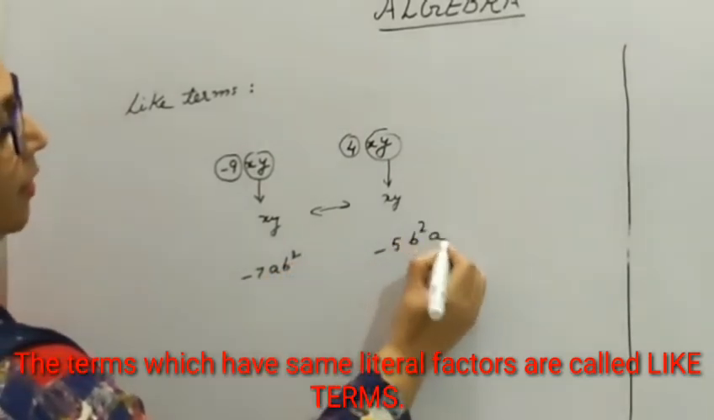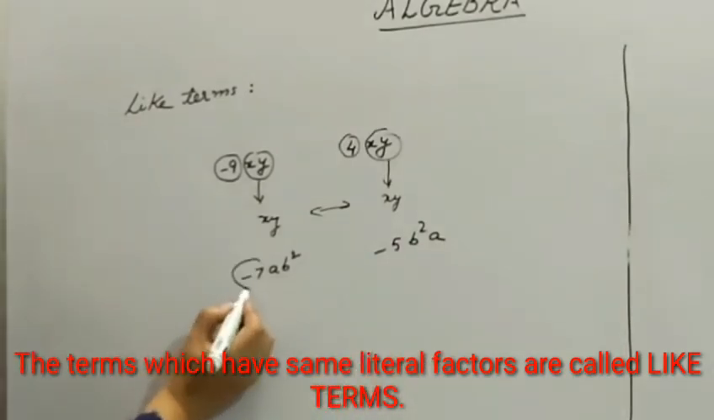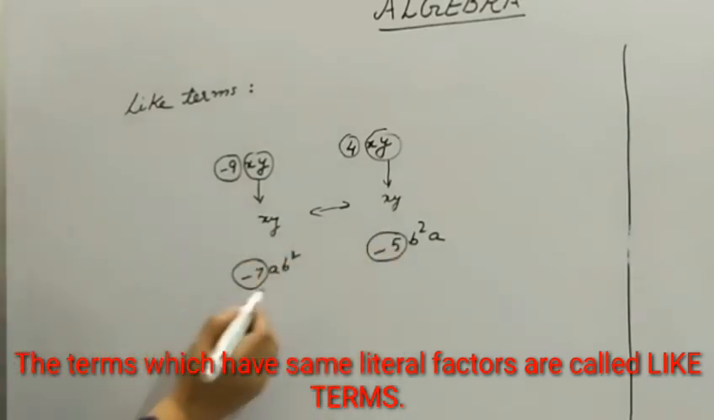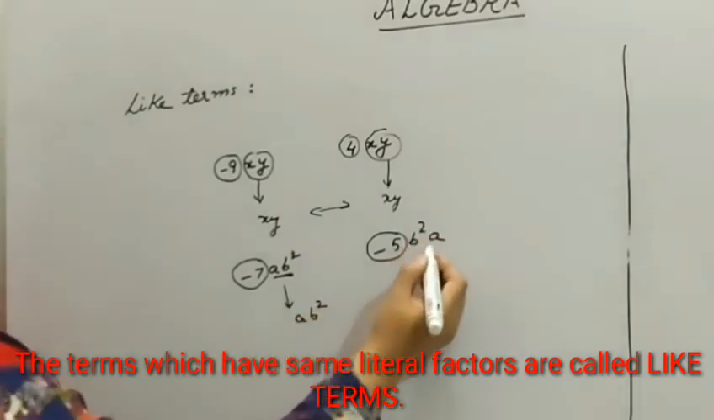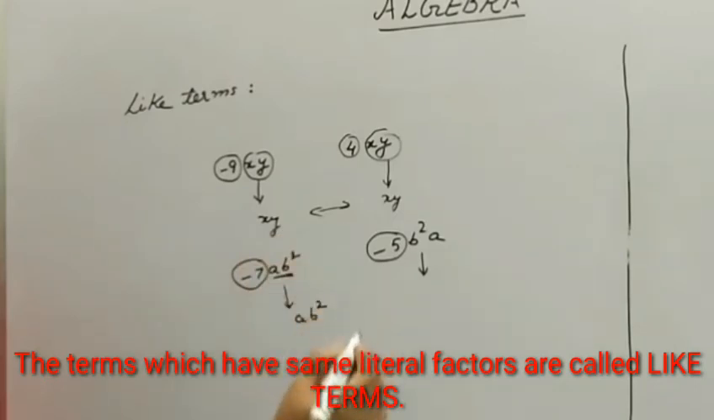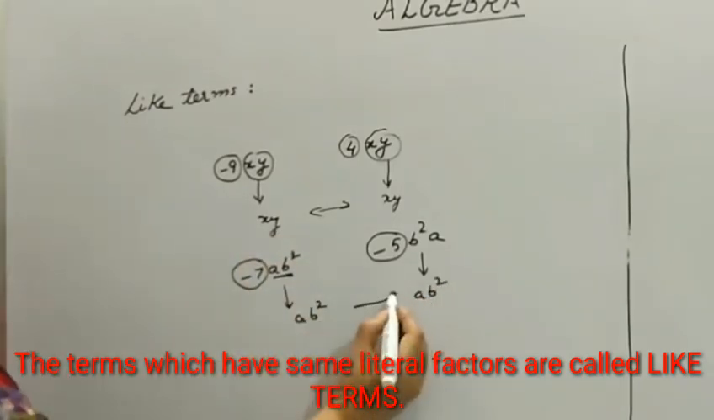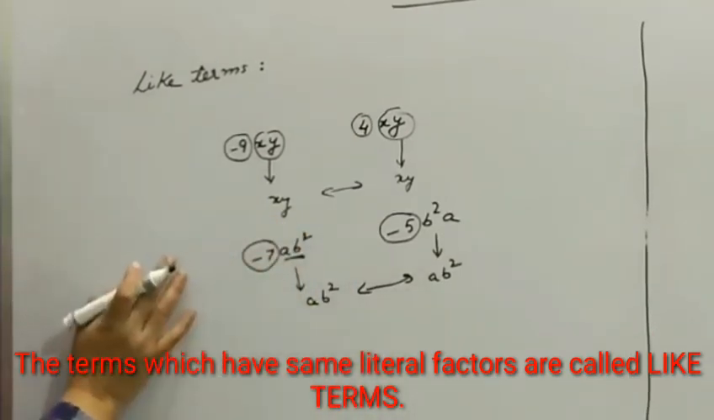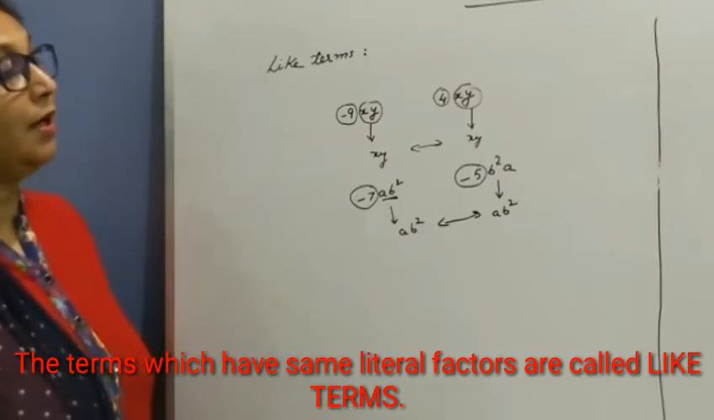One more example, minus 7ab square and minus 5b square a. Here you see the numerical factor is minus 7, and the numerical factor is minus 5 in the next term. What about the literal factor? If you keep it in proper order, the literal factor is ab square. Here you see b square a. When you arrange in order alphabetically, it is again ab square. So the two have the same literal factors. So again these two terms are like terms. So what are like terms? The terms which have the same literal factors are called like terms.